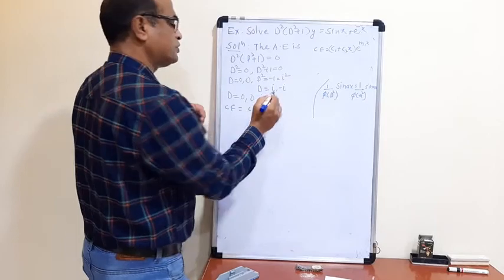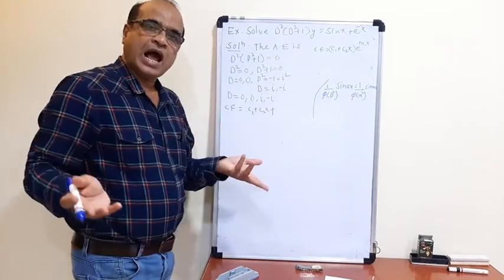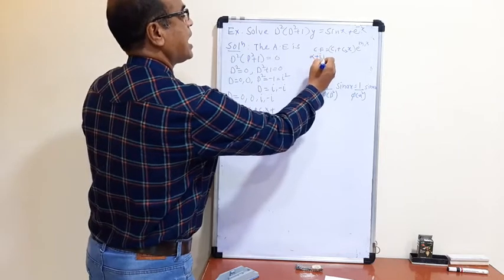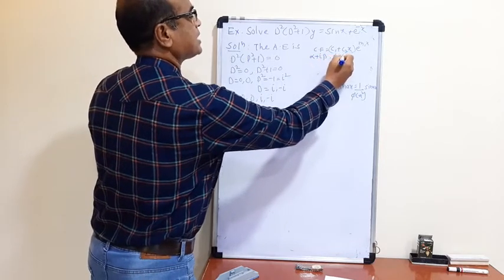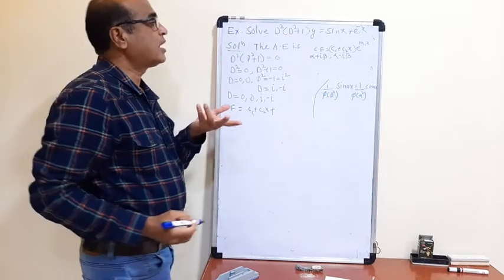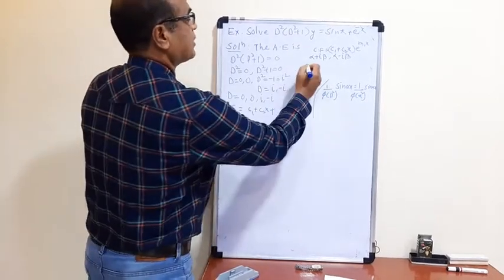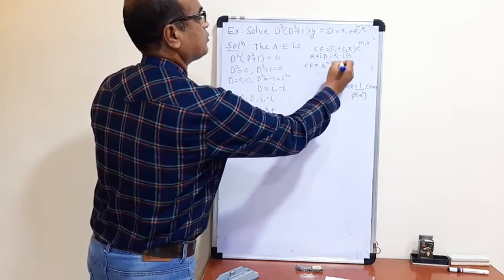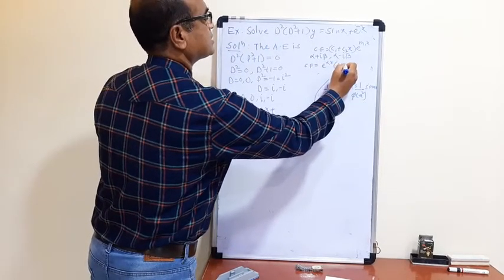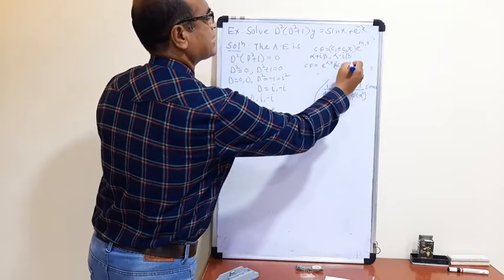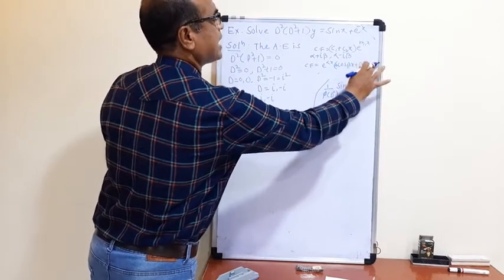Plus, if the roots are complex, that is i and −i, then what happens? α + iβ and α − iβ are the complex roots. Then the CF is e^(αx) (a cos βx + b sin βx).